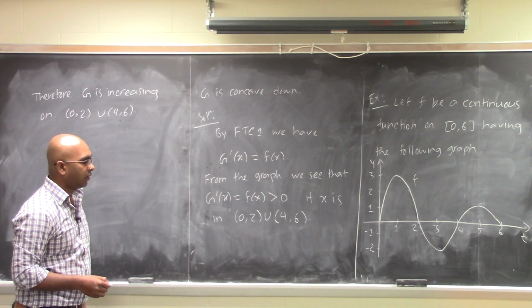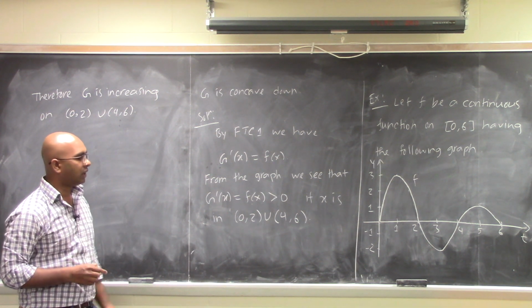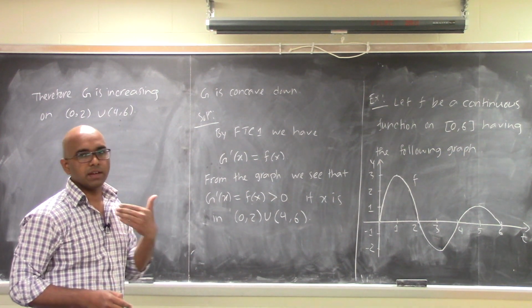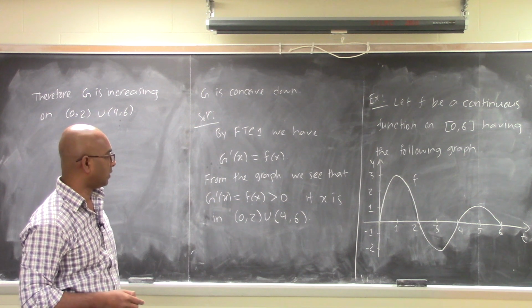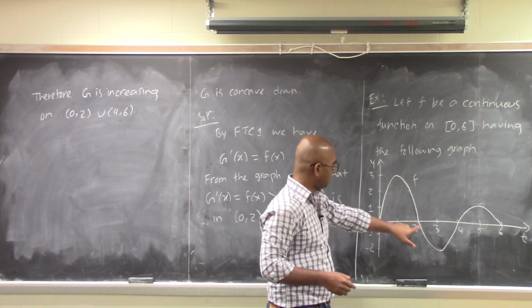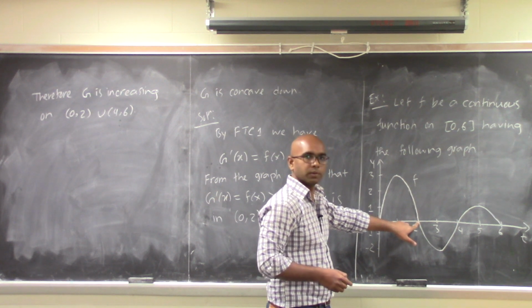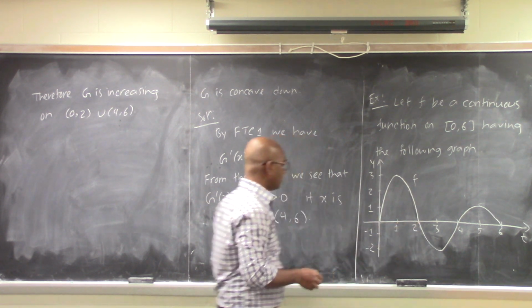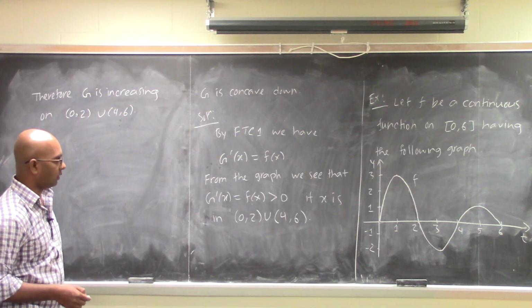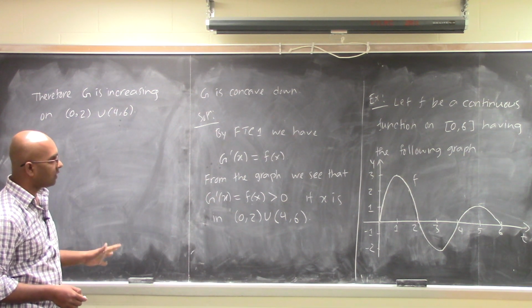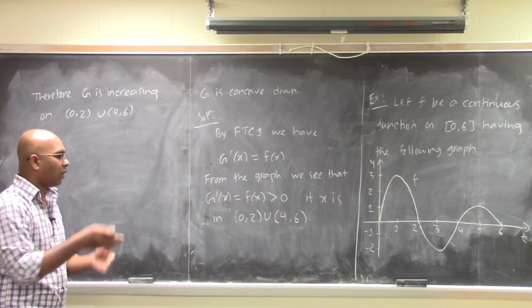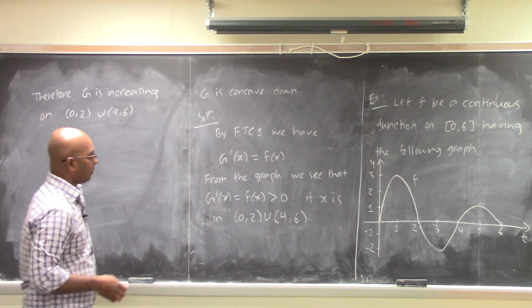And you can also answer from here at what x values does f have a local max and local min. Notice G prime of 2 is actually 0, right? G prime of 2 is f of 2, that is 0. And also G prime of 4 is 0. G prime of 6 is 0, but that's an endpoint of the interval, so it's not an interior point.